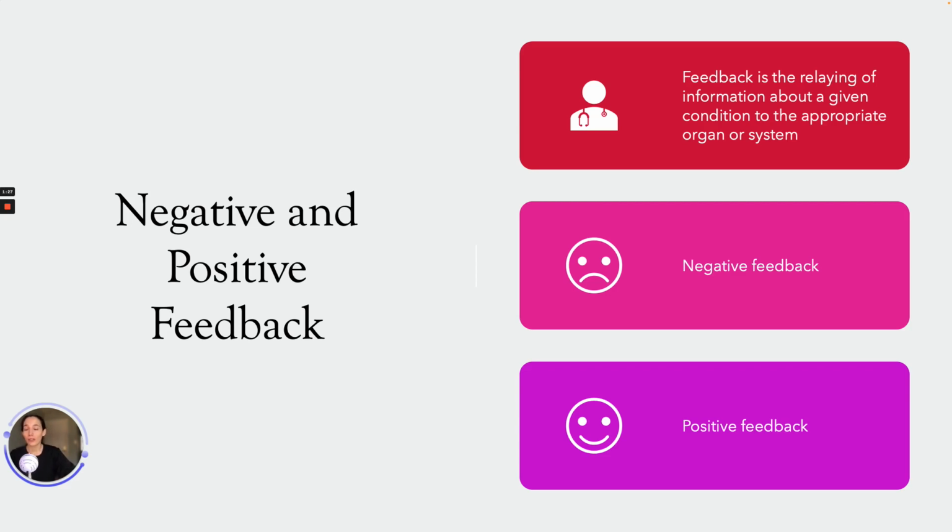The body also uses a negative and positive feedback system. Feedback is the relaying of information about a given condition to the appropriate organ or system. Negative feedback occurs when the body reverses an original stimulus to regain physiological balance, again, that homeostasis. Positive feedback enhances or intensifies the original stimulus. Blood pressure control and maintenance of body temperature are examples of negative feedback, while blood clotting after an injury and a woman in labor are examples of positive feedback.